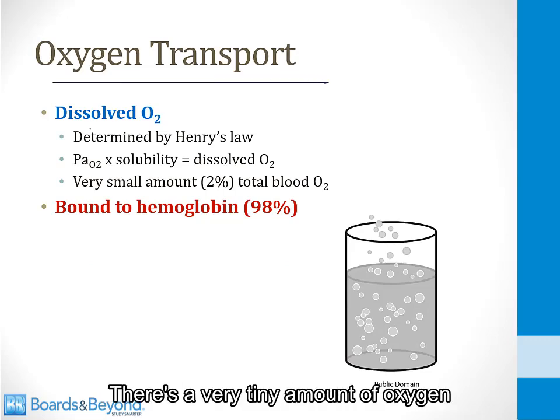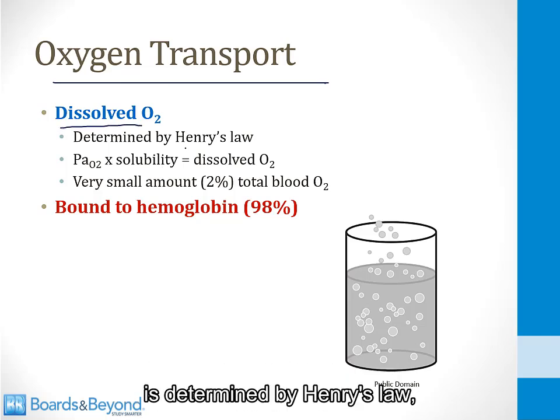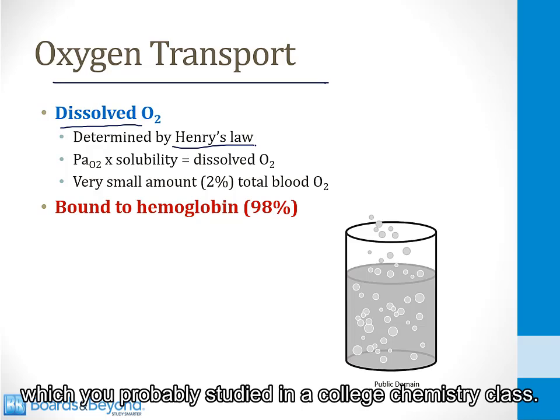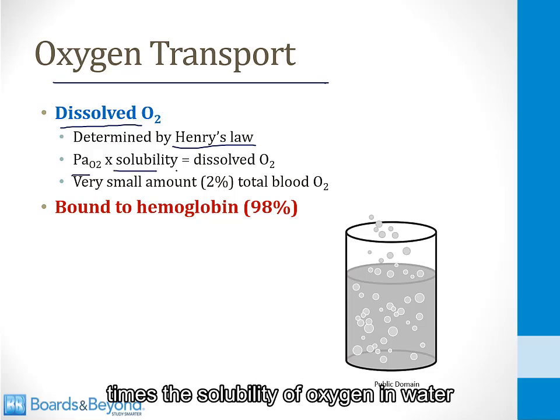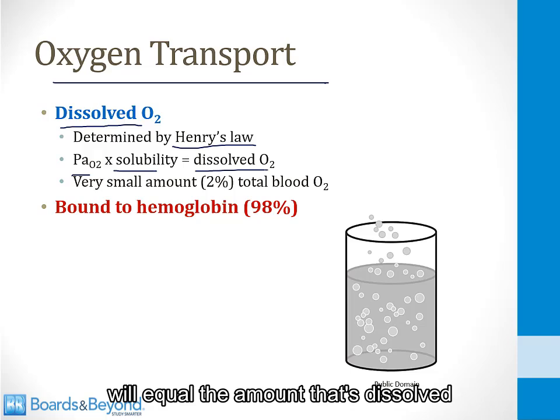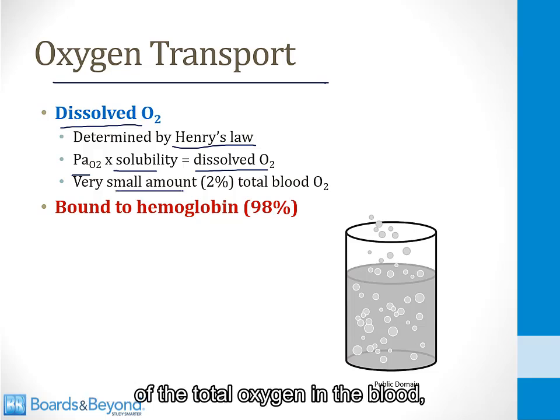There's a very tiny amount of oxygen that dissolves in our plasma, and the amount that's dissolved is determined by Henry's law, which you probably studied in a college chemistry class. Henry's law says that the partial pressure of oxygen times the solubility of oxygen in water will equal the amount that's dissolved in liquid like plasma. And this turns out to be a very tiny amount of the total oxygen in the blood.